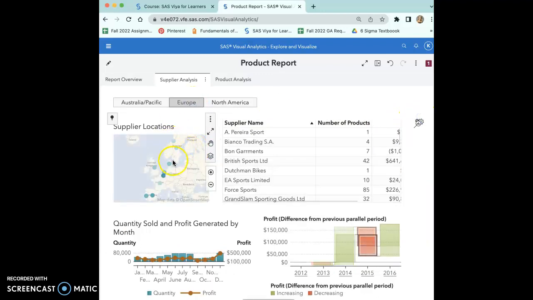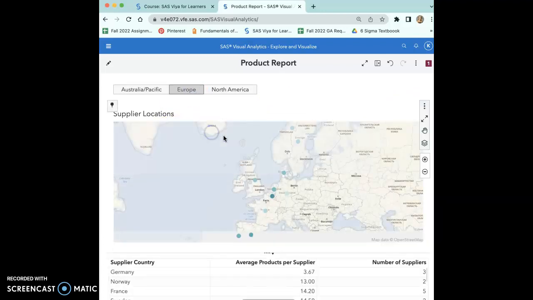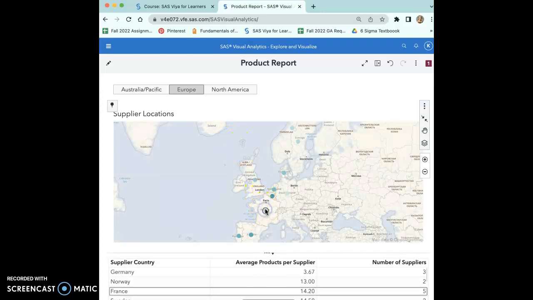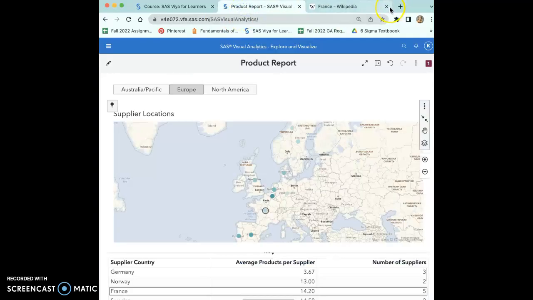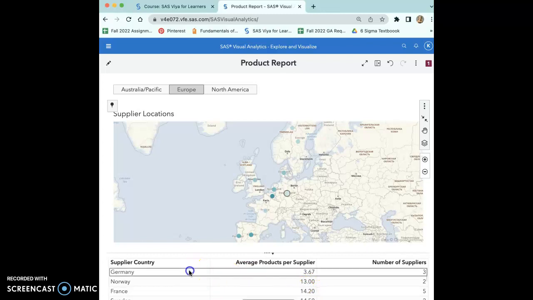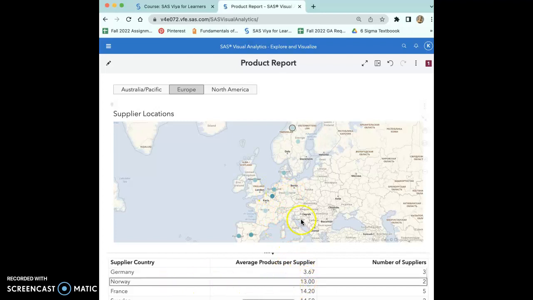So in Europe, it shows something very similar. If we want to click a certain country, say we want to go to France, we can see, that pulls up Wikipedia. Didn't mean to do that. We can see down here that France has an average product per supplier of 14.20. In Germany, which is there, 3.67. In Norway, which is up here, the average products per supplier is 13, and there are 2 suppliers. We can see that here.